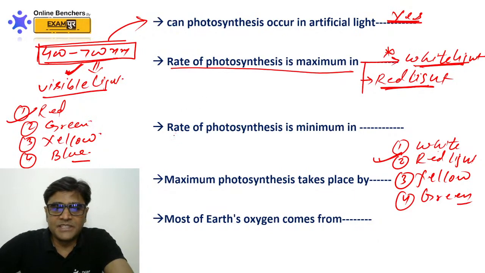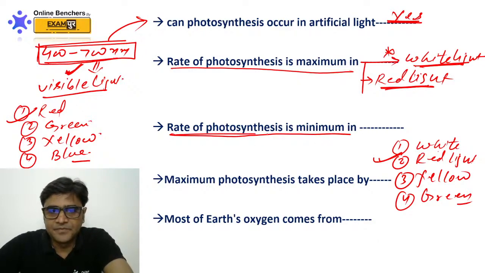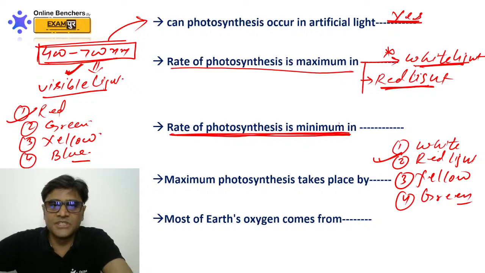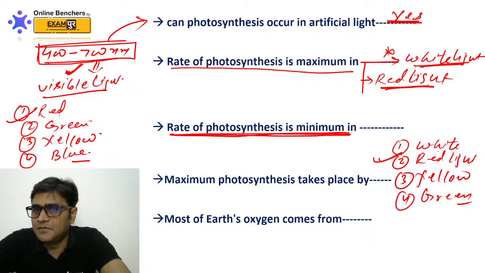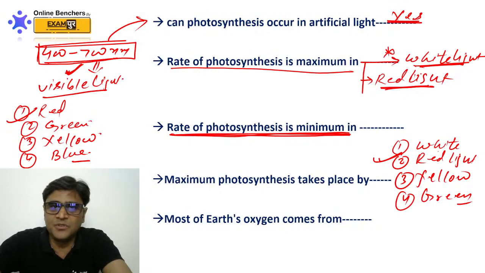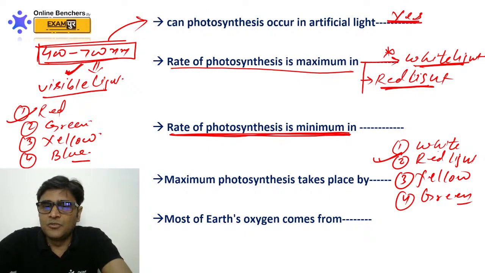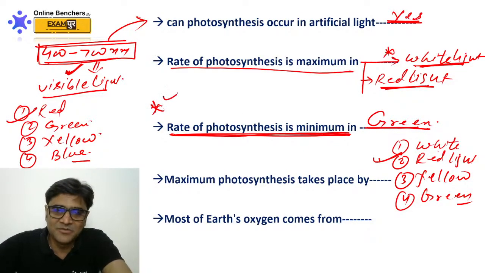Now, rate of photosynthesis is minimum in which color of light? Tell me, guys. Sia, you are right. Very good. Kapil. Sangeeta is saying red and blue. Yes, of course, if red plus blue is in the options, the right answer should be red and blue. So rate of photosynthesis is minimum in green color of light. Please remember, this is a very important question.